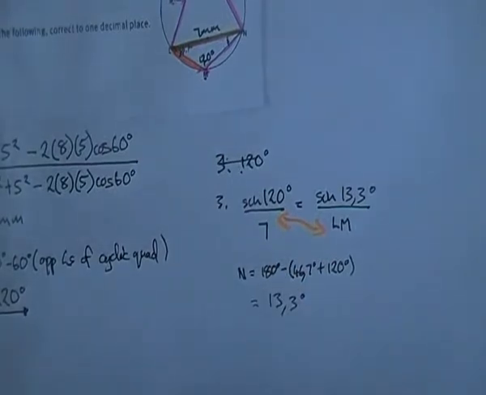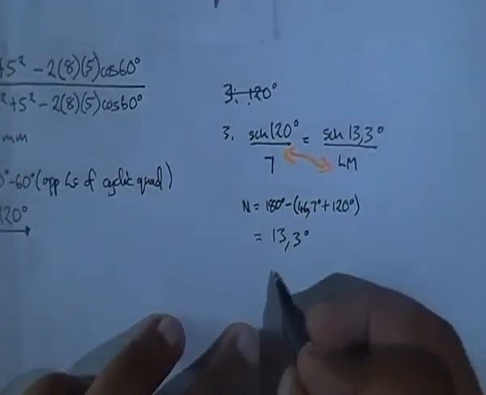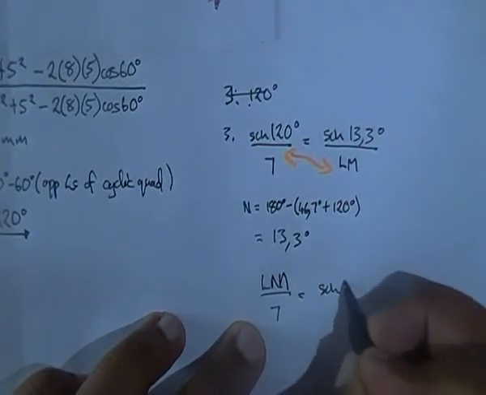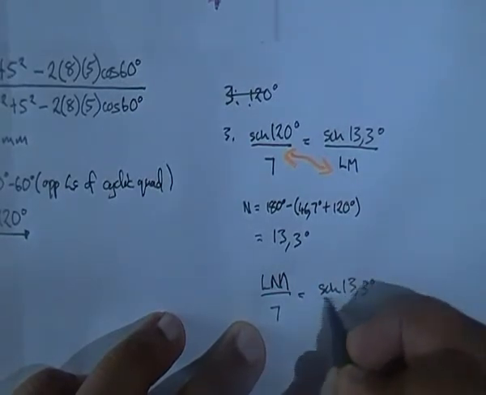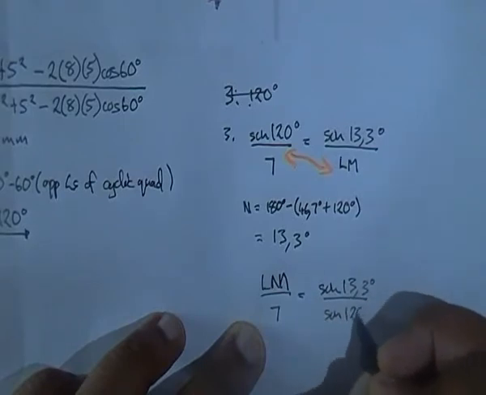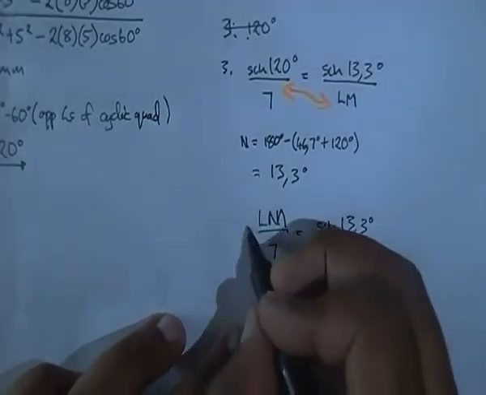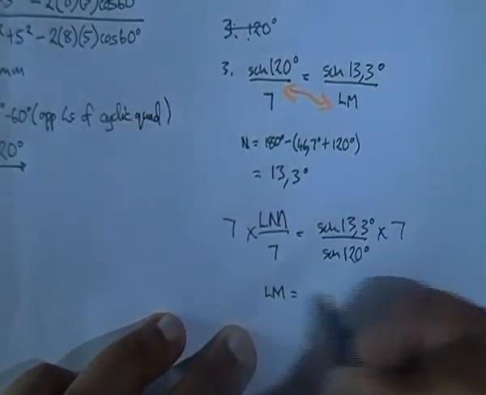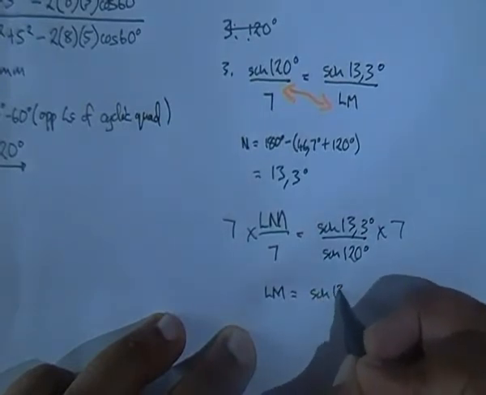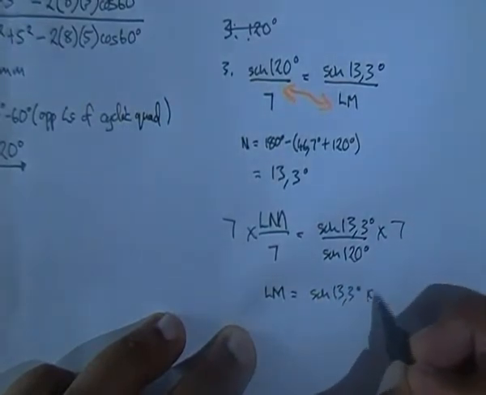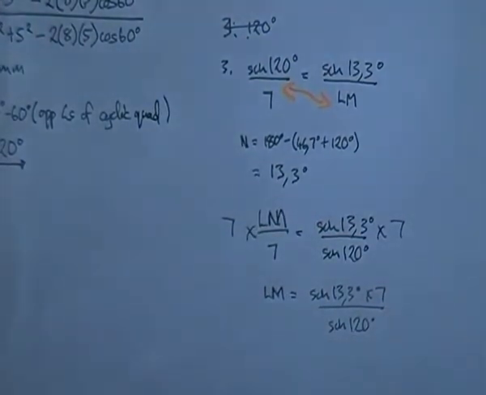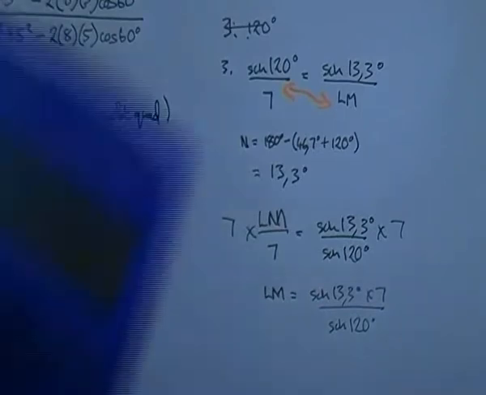So what that now means is that LM over 7 is equal to sine of 13.3 degrees over sine of 120 degrees. Right, multiply 7 both sides. So LM is equal to sine 13.3 degrees times 7 over sine of 120. Right, so we're going to just quickly work this out on the calculator.